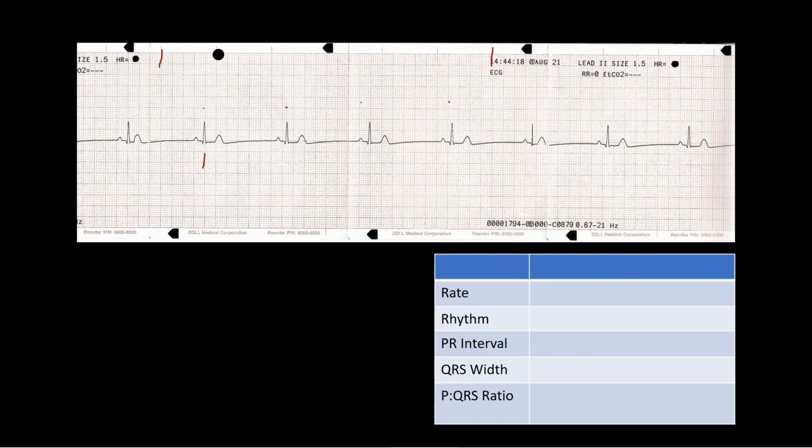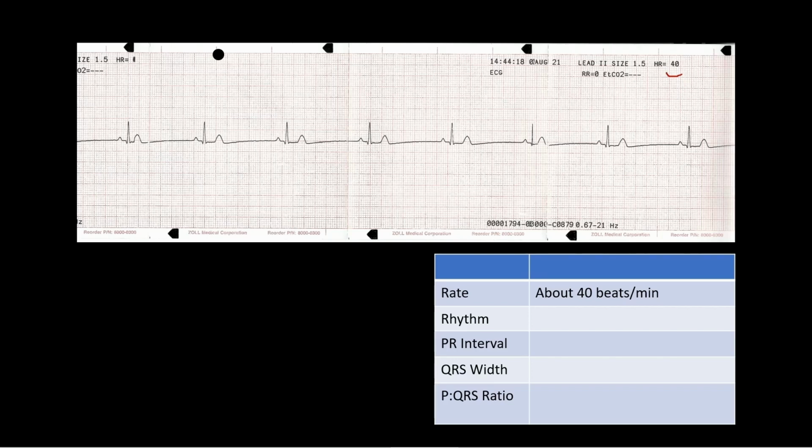Well, if we go one step further, we'll check it here, and sure enough, it's running about 40 beats a minute. And if we go to the top now, we would see that the monitor actually concurs with us at the 40 beat a minute mark.